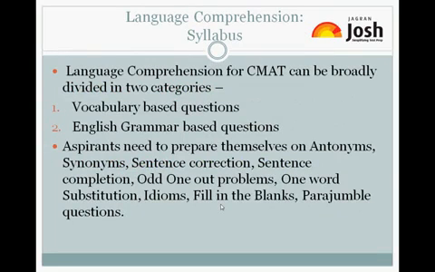Now we will go through the syllabus of language comprehension section. Language comprehension for CMAT can be broadly divided in 2 categories. 1. Vocabulary based questions. Other would be English grammar based questions.